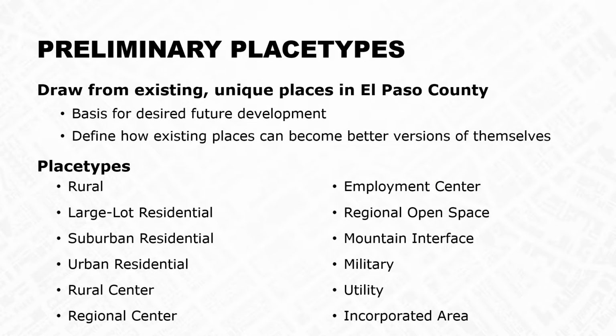Preliminary place types draw from existing unique places in El Paso County. We're not just making things up or pulling them out of thin air. These are areas that are reflective of existing areas within the county and the desired type of development the county will need to accommodate as we absorb the growth of a couple hundred thousand people or more over the next 20 to 30 years. It's the basis for desired future development, and it defines how existing places can become better versions of themselves.